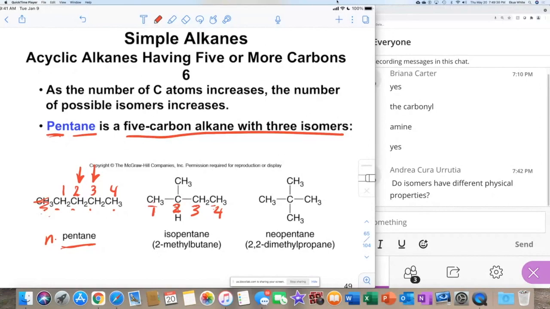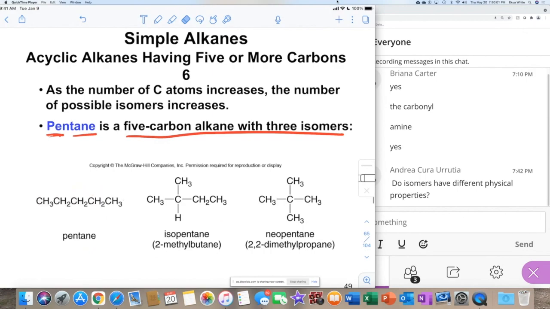Then you break off another piece. In this case, break off the piece on the right here. When you break off this piece on the right, this is now 1, 2, 3. You always want to attach the broken off piece to the middle piece. So the broken off piece goes to carbon 2. And that's how we get this last isomer right here.